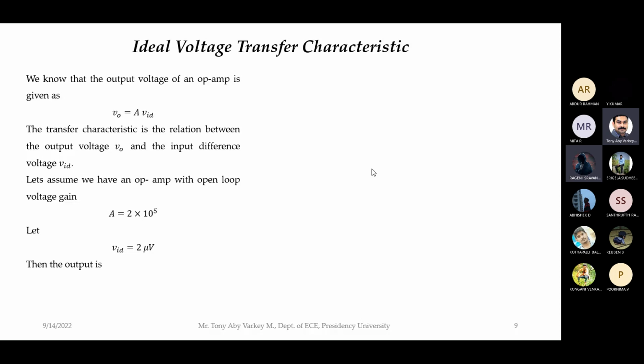Micro means how much? 1 micro is 10 power minus 6. Milli means 10 power minus 3. Correct. So what will be the output voltage? Can you quickly calculate using your calculator?